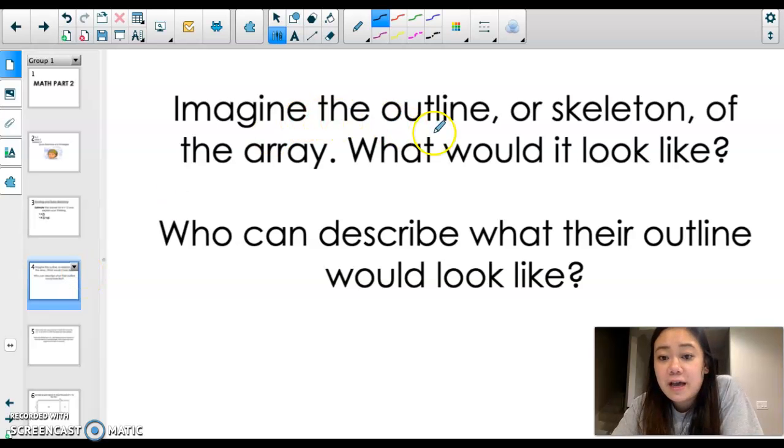Now we're going to imagine the outline or skeleton of the array. What would it look like? The outline. So I'm imagining 4 by 13. What would the outline or skeleton of the array look like? I know an array is just rows and columns of things. So what would that look like? Turn and talk to your partner about what the outline would look like. So when I say turn and talk, I'm actually expecting you to turn and talk, okay? At a voice level 2, go ahead.